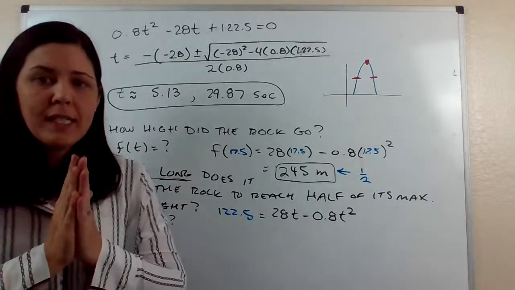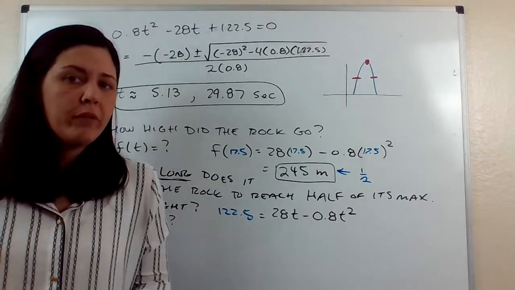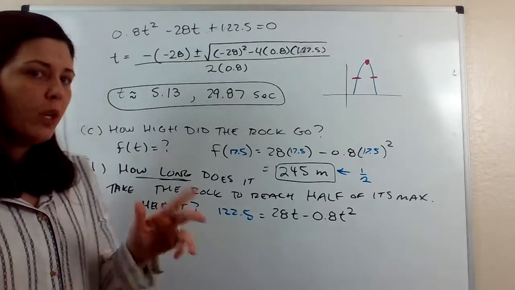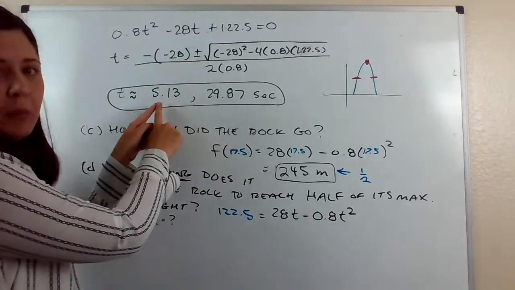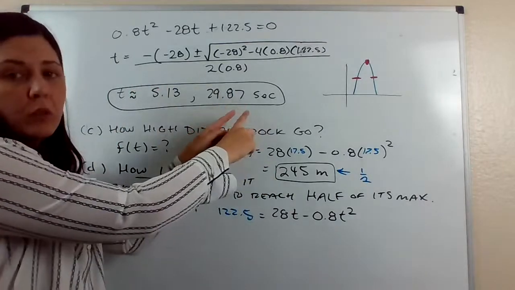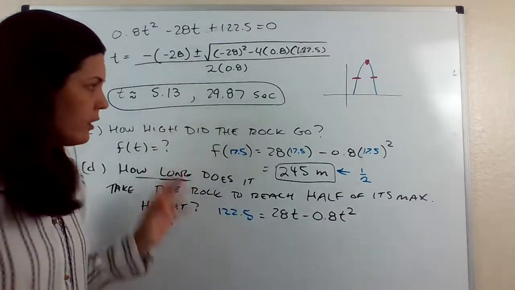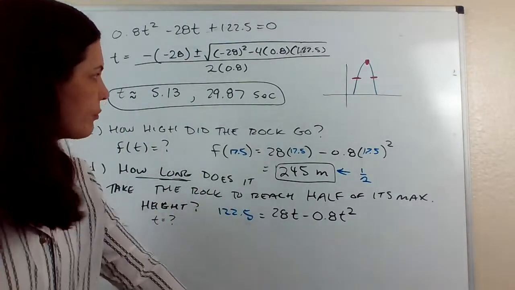We knew that the max height happened after 17.5 seconds. So one of our numbers should have been less than 17.5, and the other number should have been more, which it was. So this makes sense. That's just a quick logic check. Do my answers check out?